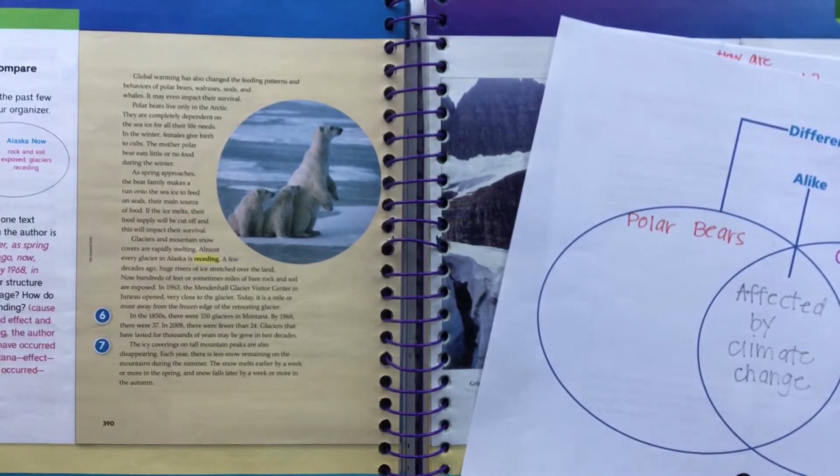Polar bears live only in the Arctic. They are completely dependent on the sea ice for all their life needs. In the winter, females give birth to cubs. The mother polar bear eats little or no food during the winter. As spring approaches, the bear family makes a run onto the sea ice to feed on seals, their main source of food. If the ice melts, their food supply will be cut off, and this will impact their survival.